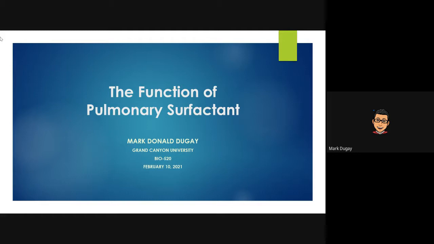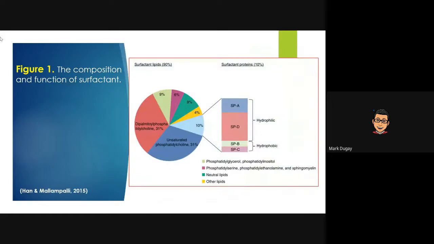In this presentation, I'll be explaining an aspect of respiratory physiology, particularly the function of pulmonary surfactant. Starting with this figure, the composition and function of surfactant. Surfactant is composed of 90% lipid and 10% protein.